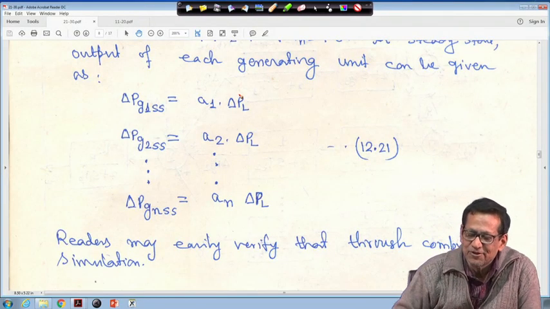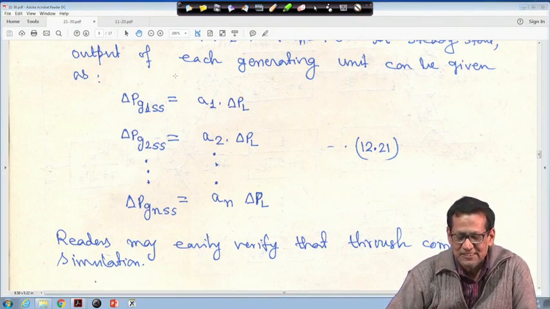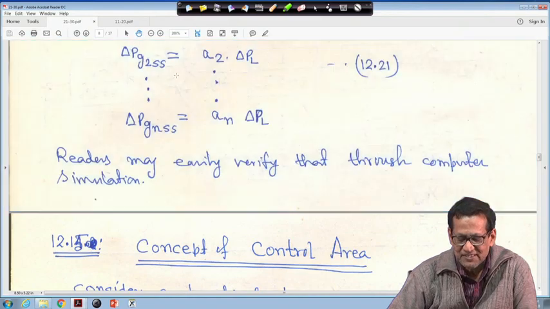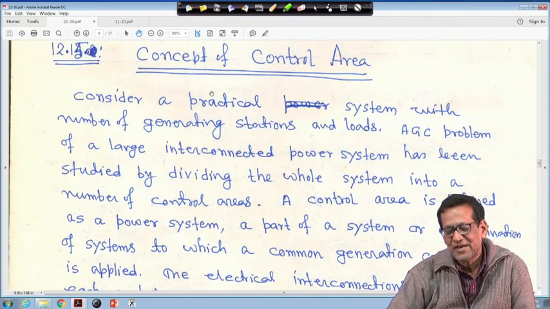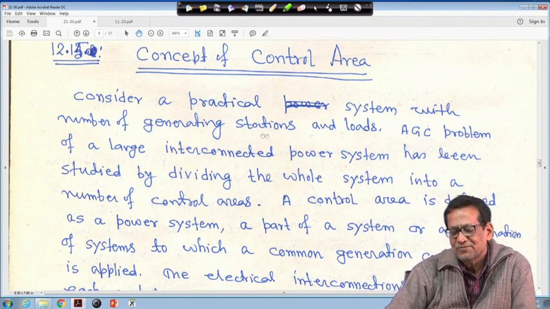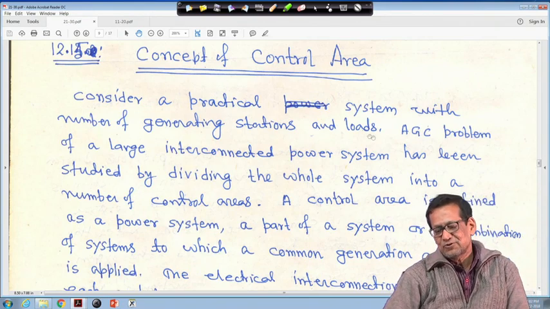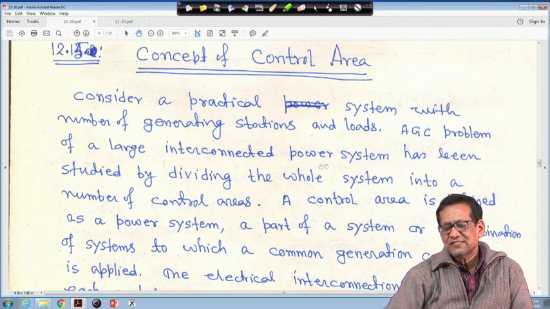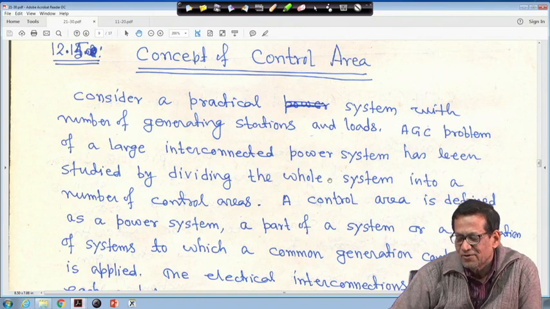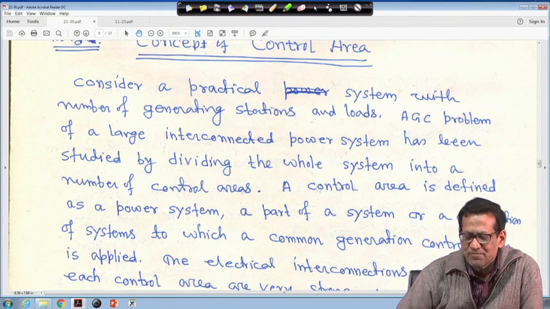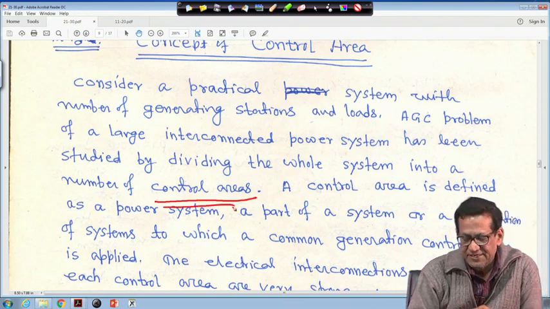That is the degree of stability we have seen. Now, the next one is the concept of control area. Consider a practical system with a number of generating stations and loads. The AGC problem of a large interconnected power system has been studied by dividing the whole system into a number of control areas. We call them control areas.